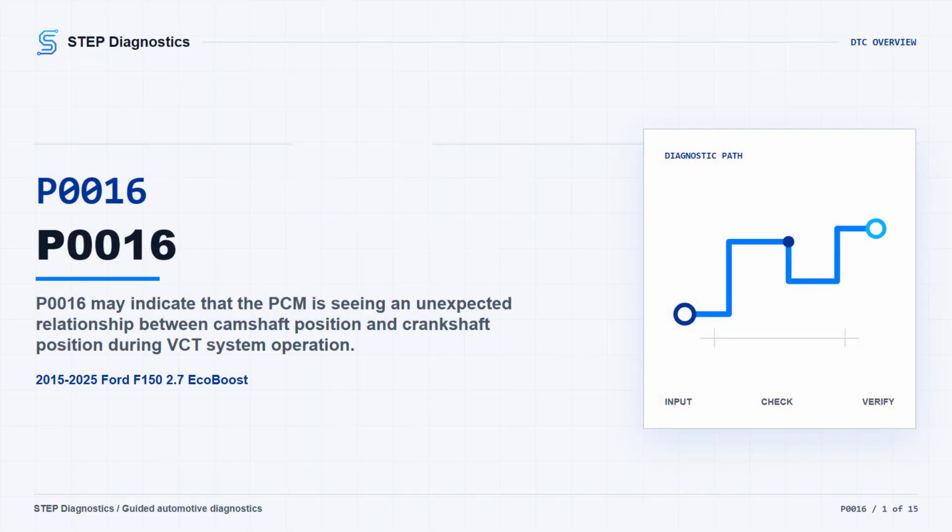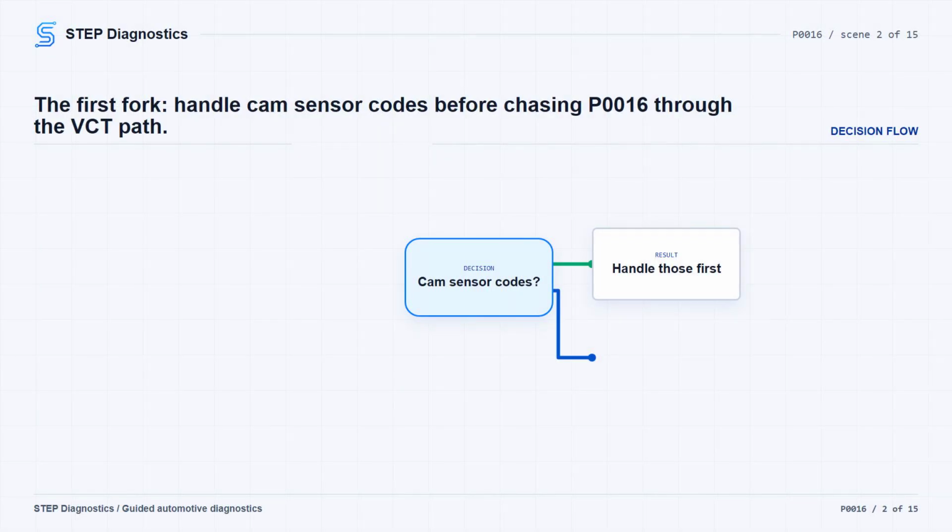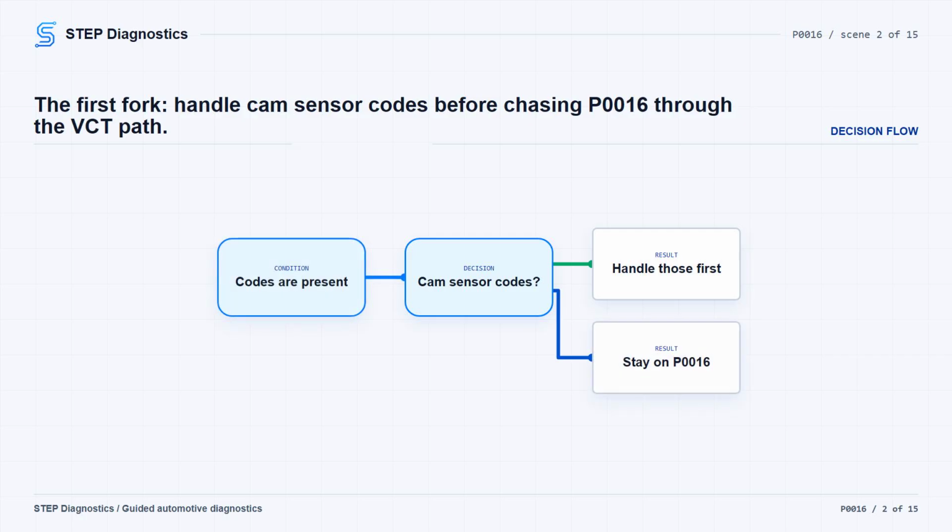On this 2015 to 2025 F150 with the 2.7 EcoBoost, P0016 is a cam and crank relationship concern tied into the VCT system. In plain terms, the PCM may be seeing the cam timing not lining up with crankshaft position the way it expects. The truck may run rough, especially at idle, and the fault area can involve base engine timing, oil pressure or oil flow, VCT solenoid operation, the phaser, or cam sensor-related faults.